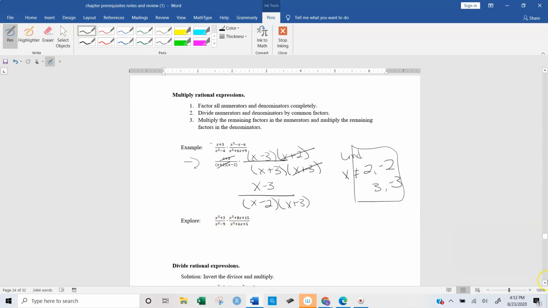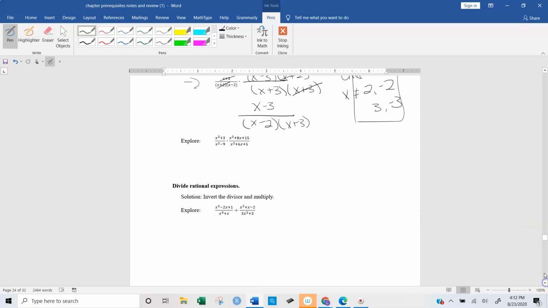All right, pause and try yours. I hope you recognize that x squared plus 3 is prime and you cannot factor that, so that stays x squared plus 3. X squared minus 9 is a difference of squares, so that's x plus 3, x minus 3, so we're doing good so far, times, factor the top one, factors of 15 that equal 8 are your 5 and your 3. Factors of 5 that equal 6 are your 5 and your 1.